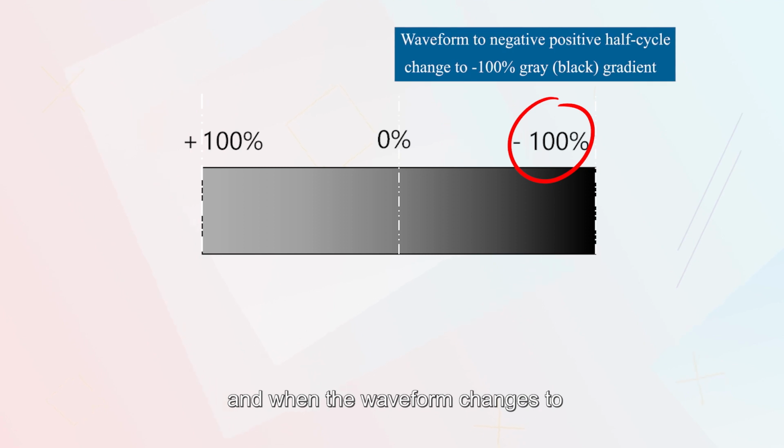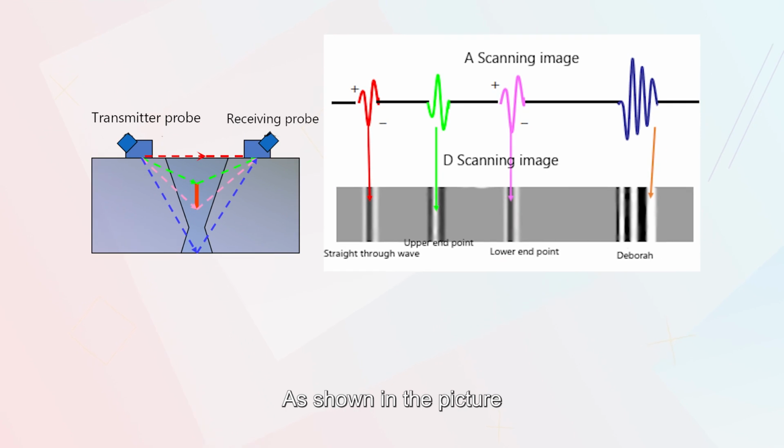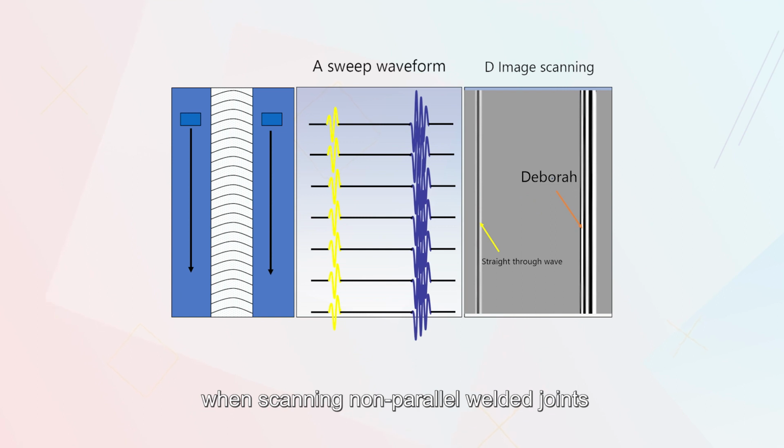And when the waveform changes to the negative and positive half cycle, it is shown as a white-to-gray-to-black gradient, as shown in the picture. For example, when scanning non-parallel welded joints and no defect is detected, only the grayscale images of the through wave and bottom reflected wave signals are displayed on the display.